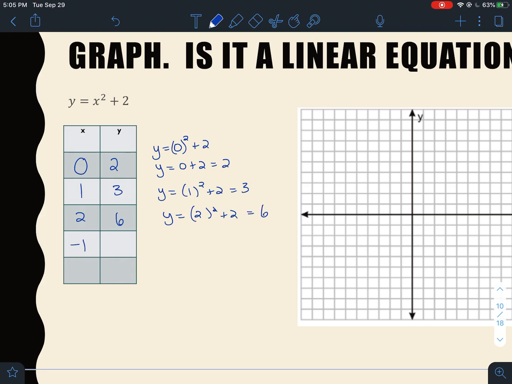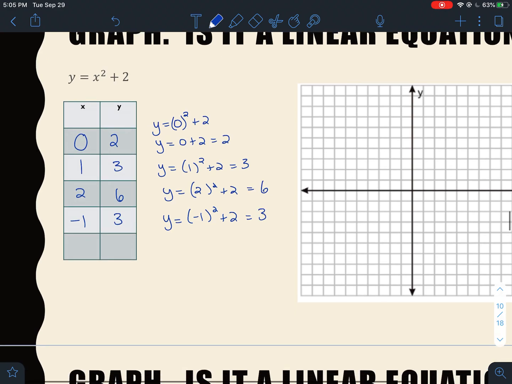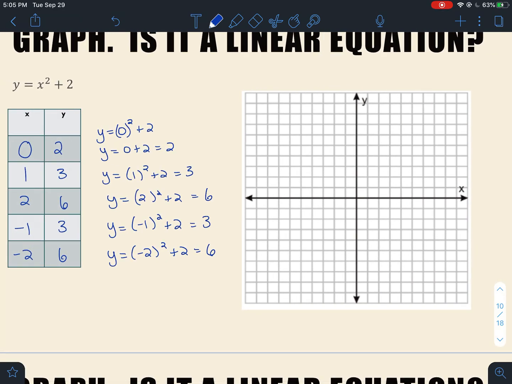Let's try on the negative side. What if it's -1? y is going to equal (-1) squared plus 2. -1 times -1 is 1, and 1 plus 2 is 3. Now let's try -2. If I plug in -2, y equals (-2) squared plus 2. -2 times -2 is 4, and 4 plus 2 is 6. So let's see what happens when I graph this. So 0, 2, 1, 3, 2, 6, and over 4, 5, 6, -1, 3, -2, 6.